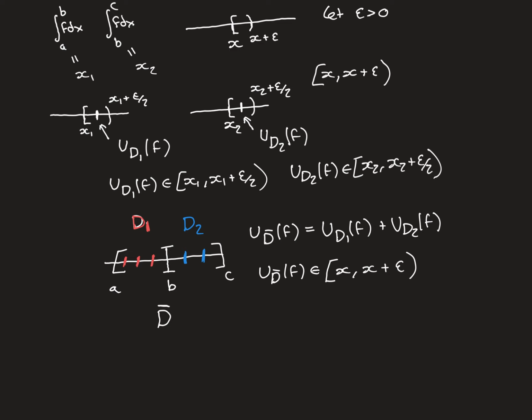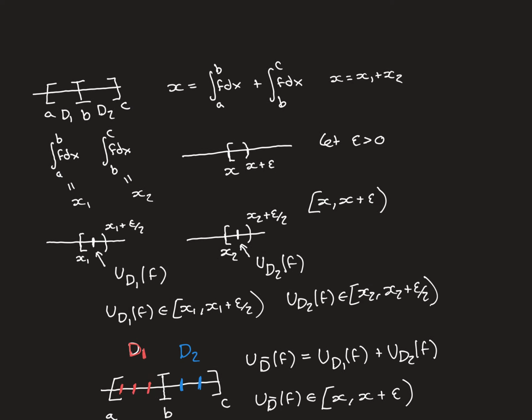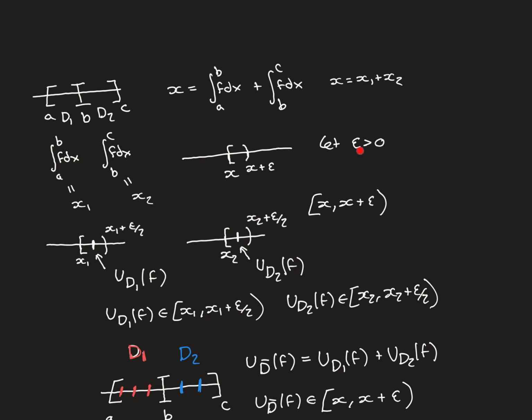So what I've overall succeeded in doing here is I have shown that for a general epsilon greater than 0, it is possible to find an upper Riemann sum that is inside this interval from x to x plus epsilon. How did I do this? Well, I went to the two individual subintervals and I found upper Riemann sums over those subintervals that were within epsilon over 2 distance above their individual integrals, so the x1 and the x2 values.